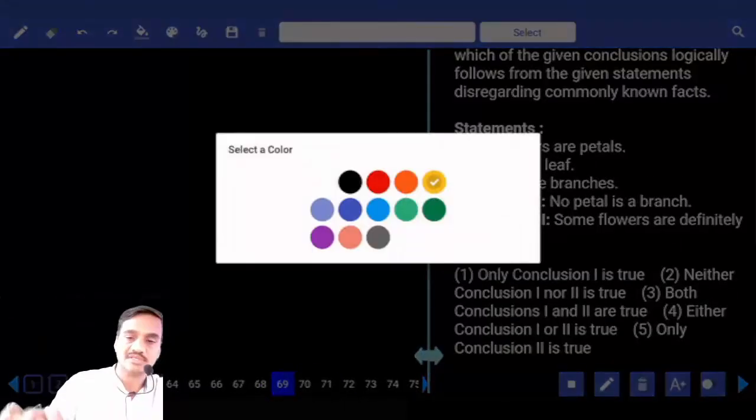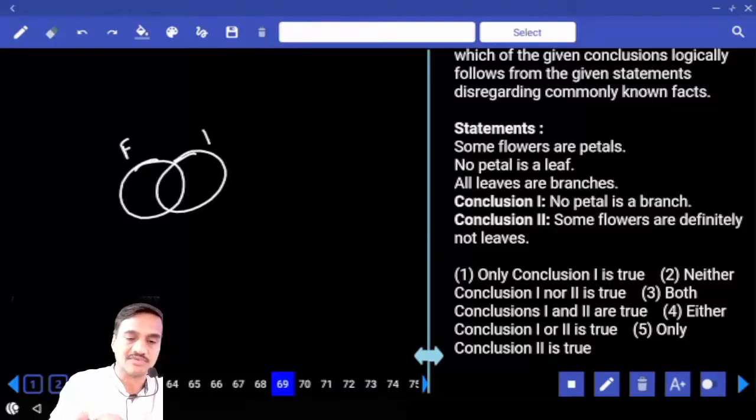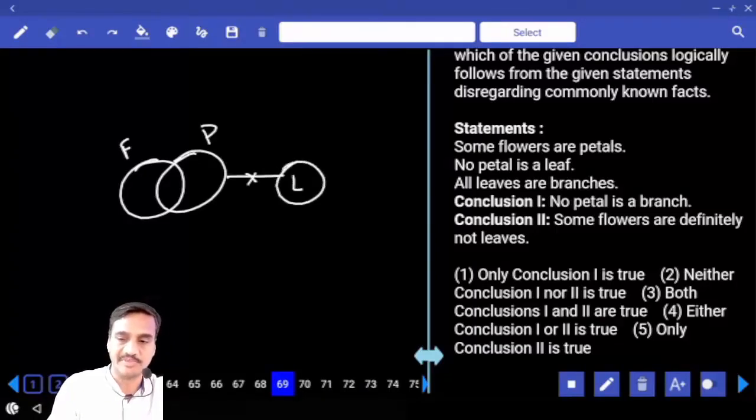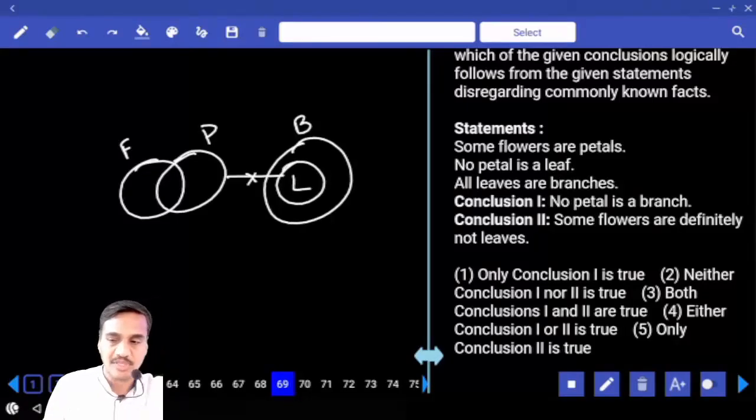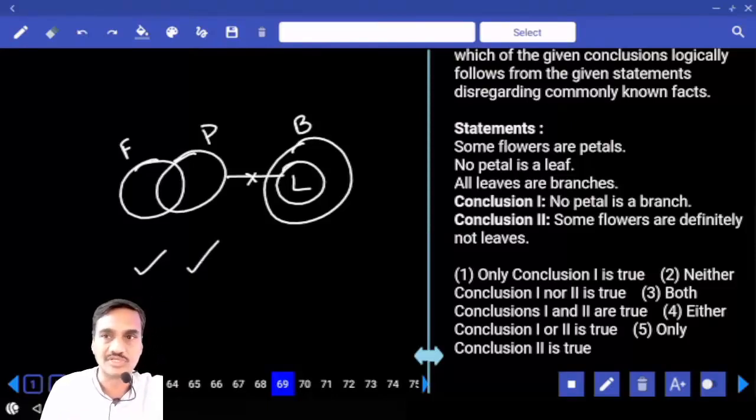Then 69. Now in this 69, some flowers are petals. Now these are the flowers, they are petals, a flower and a petal. Some flowers are petals. No petal is a leaf, so no intersection between petal and leaf. And all leaves are branches. Then first one, no petal is a branch, that is definitely true. Some flowers are not leaves, no flower is a leaf, so some flowers are not leaves is also true. So both the conclusions are true.